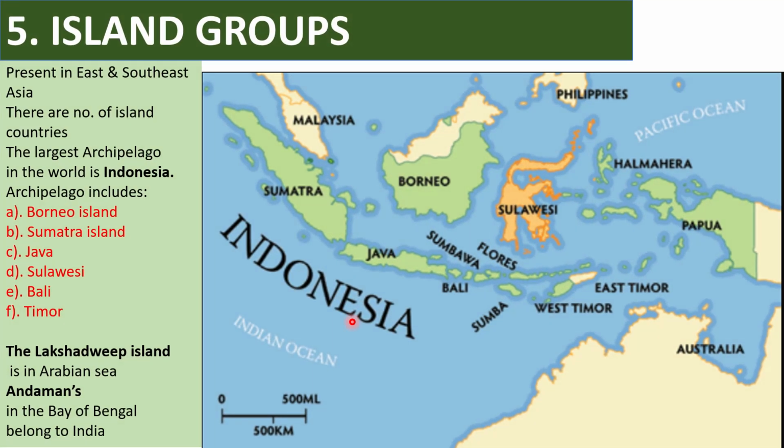Number five and the last region of the physical geography of Asia is island groups. साउथ ईस्ट एशिया कंट्री में सबसे बड़ा कंट्री इंडोनेशिया, जिसमें बहुत सारे तकरीबन 1700 आइलैंड्स मौजूद हैं. हम पढ़ते हैं प्रेजेंट आइलैंड्स ग्रुप्स प्रेजेंट इन ईस्ट ऑफ द साउथ ईस्ट एशिया and there are a number of islands countries. The largest archipelago in the world is Indonesia.